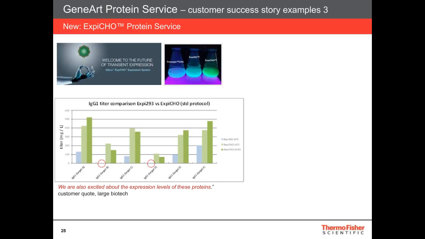So when we then tested those 6 antibody targets in the XP-CHO system, you can see that expression levels significantly rose further, making basically out of those 2 non-expressors quite decent expressors with titers from 100 mg to 200 mg per liter. So customer, of course, was quite happy with that.